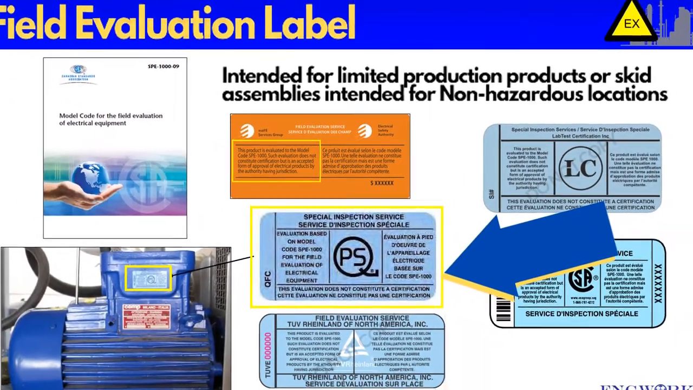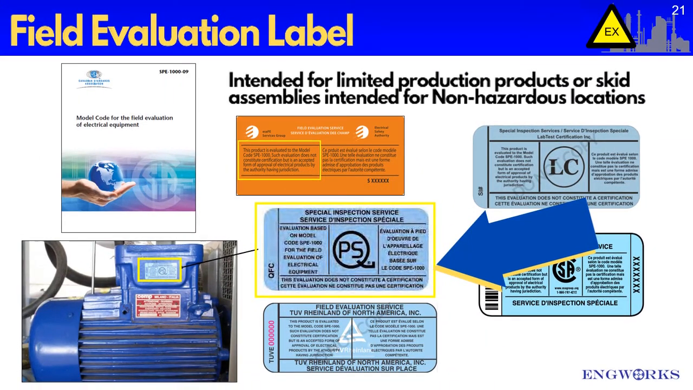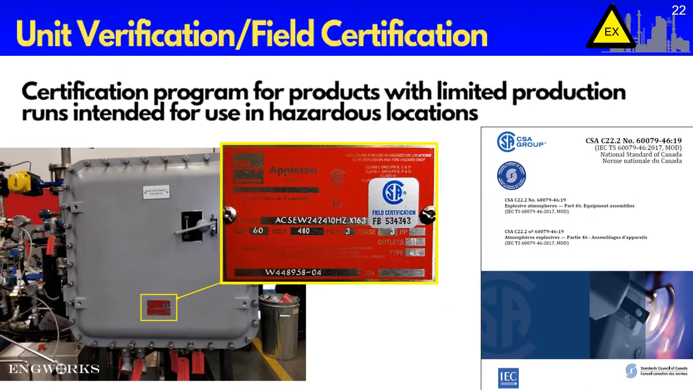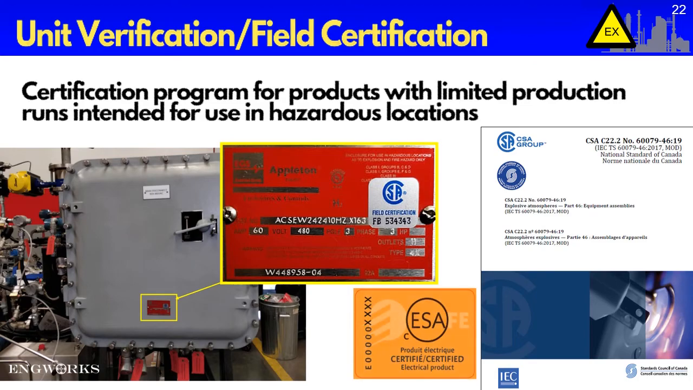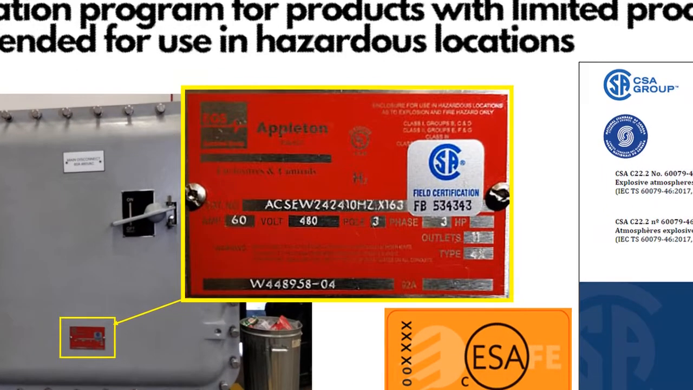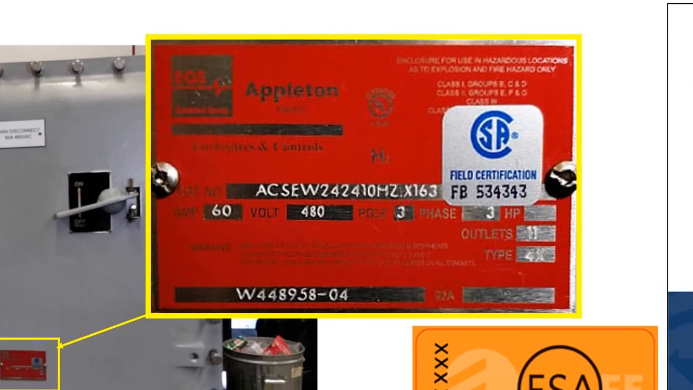Be aware that an SPE 1000 field evaluation does not apply to products intended for use in hazardous locations. For hazardous location products, a unit verification or field certification is required. This will be indicated by the label applied to the equipment as shown.